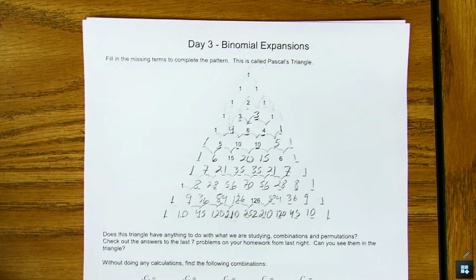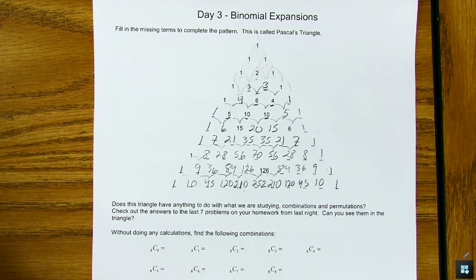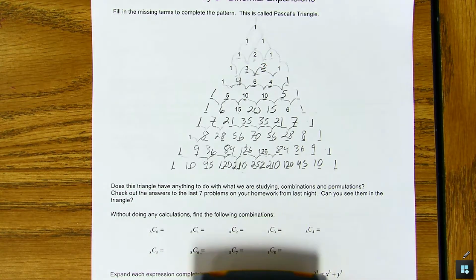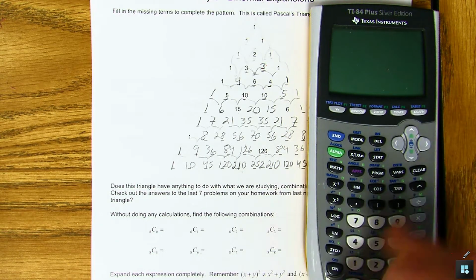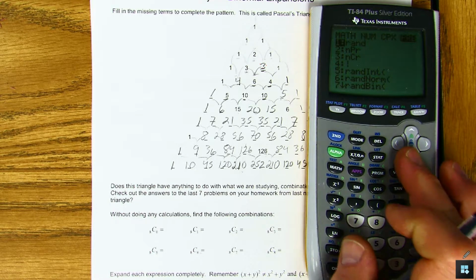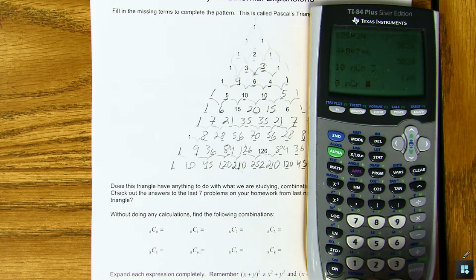Well, I'm going to show you something. This is going to be kind of cool. We're going to look at these. 8C0. I'm going to do them on my calculator, okay? So, 8, math, PRB, down to number 3. Choose 0. Get out 1.